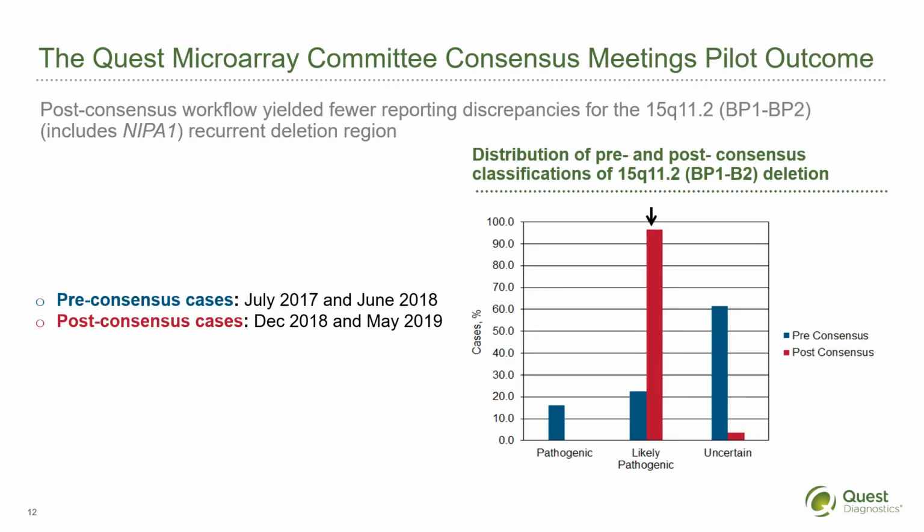This pilot study shows the importance of consensus meetings in reducing reporting discrepancies among the directors for recurrent CNVs with reduced penetrance and variable expressivity. For example, the 15q11.2 BP1-BP2 recurrent deletion region was reported as either pathogenic, likely pathogenic, or uncertain before consensus meetings. However, right after consensus meetings, it was mainly reported as likely pathogenic.